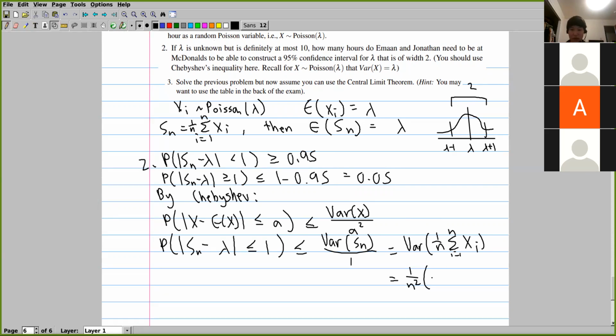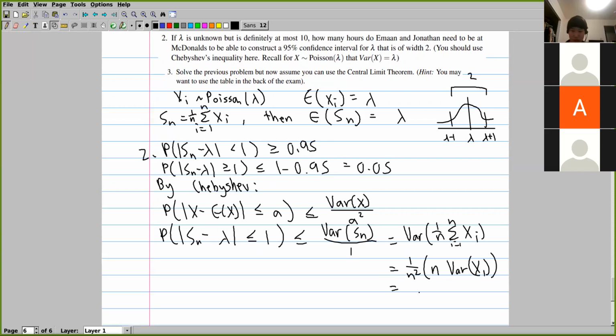So this would actually be n times the variance of an individual xi. Let's just say x1, because they're all the same. This cancels a little bit, and we get that this is going to be variance of x1 all over n, which by Poisson, the variance is going to be lambda, so this turns into lambda over n. It should be greater than the second line. Yes, sorry.